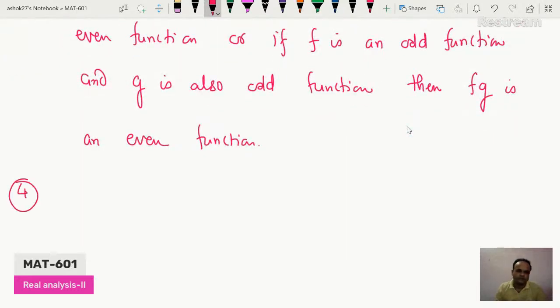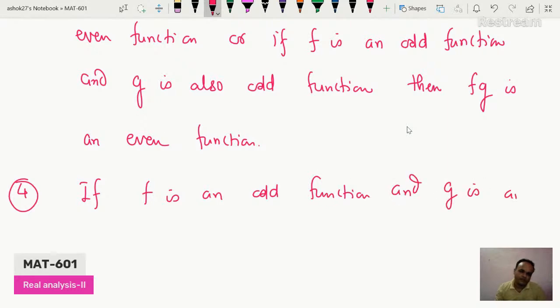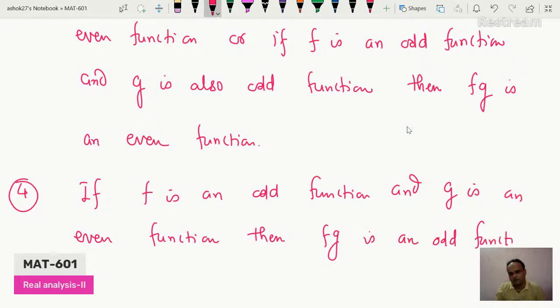The fourth remark is that one function is an odd function and the other function is an even function. In that case, what will be their product? Odd into even will be again odd. So if f is an odd function and g is an even function, then f into g, that is the product of f and g, is an odd function. So that is the fourth remark.